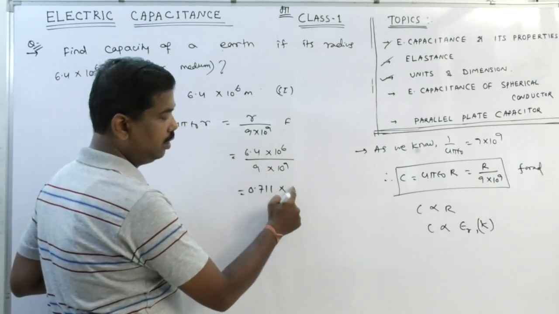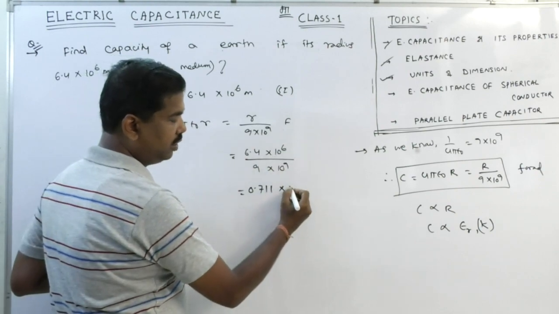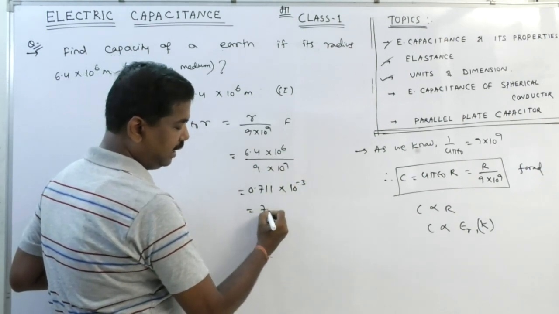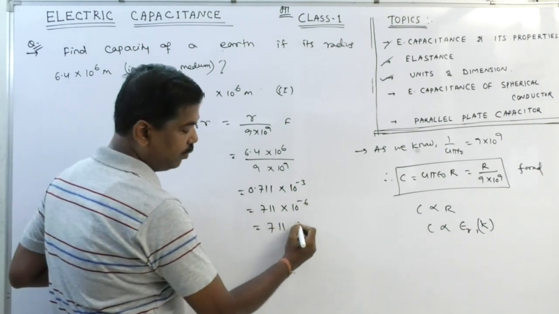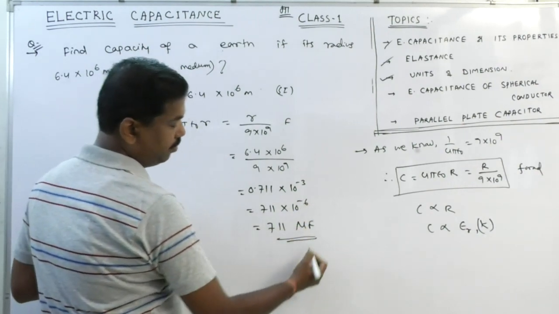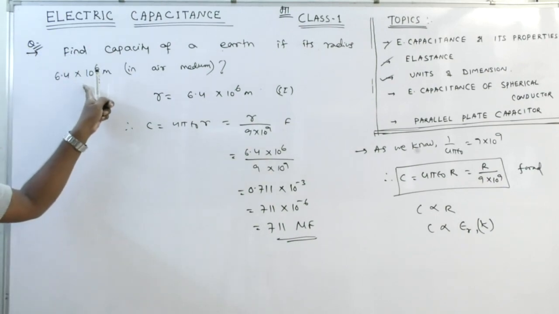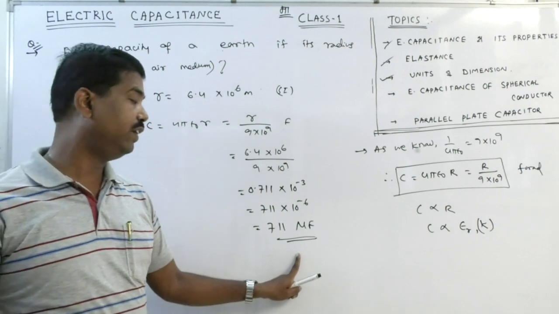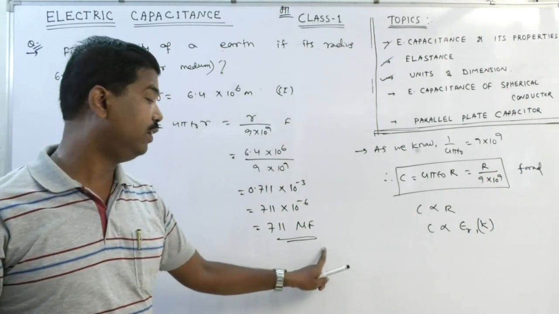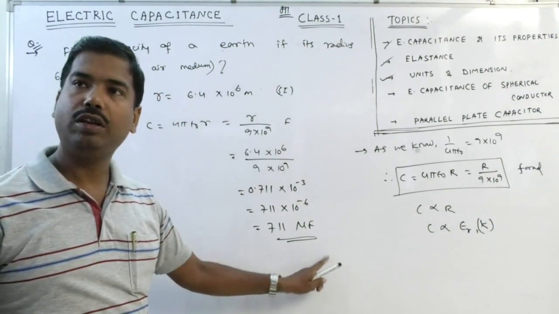0.711 into 10 to the power minus 3, that is 711 into 10 to the power minus 6, that is 711 microfarad. If the radius of the earth is this, then the capacity of the earth is 711 microfarad. Clear?